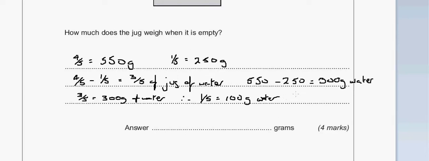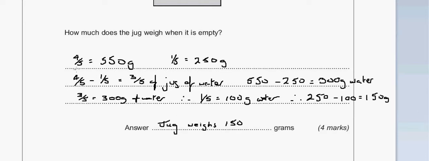So we can then say that the 250 grams minus the 100 grams of water will give us 150 grams. So we can say here that the jug weighs 150 grams, okay?